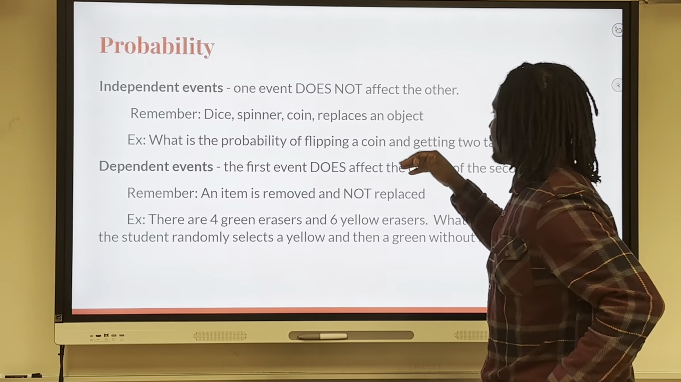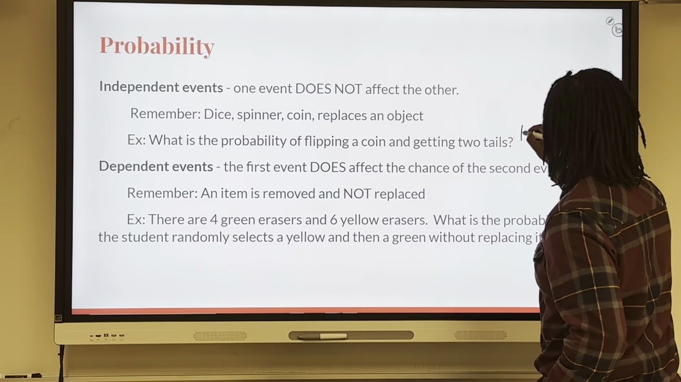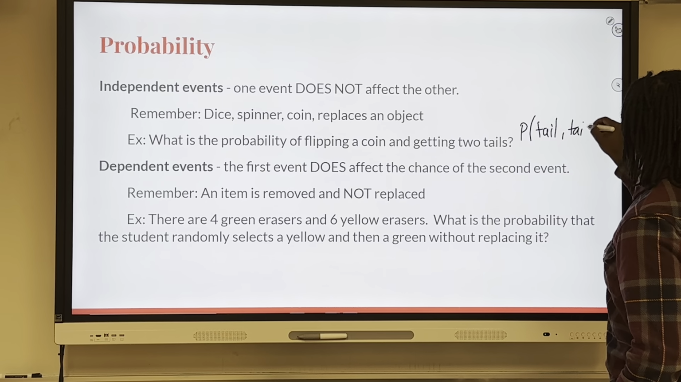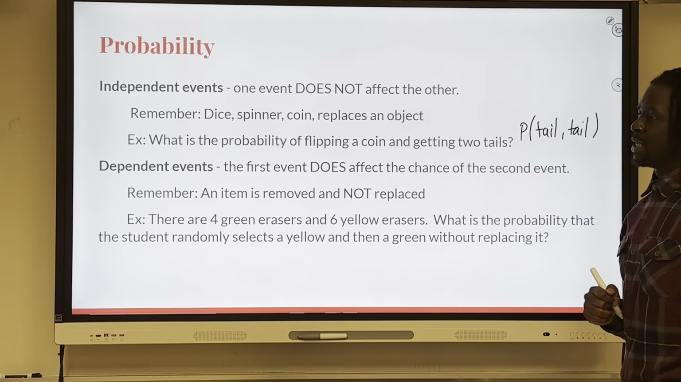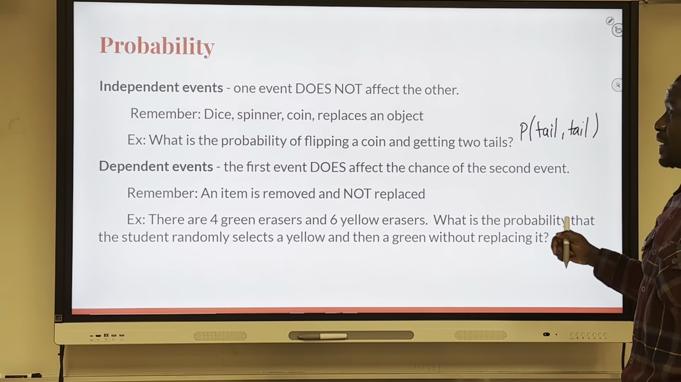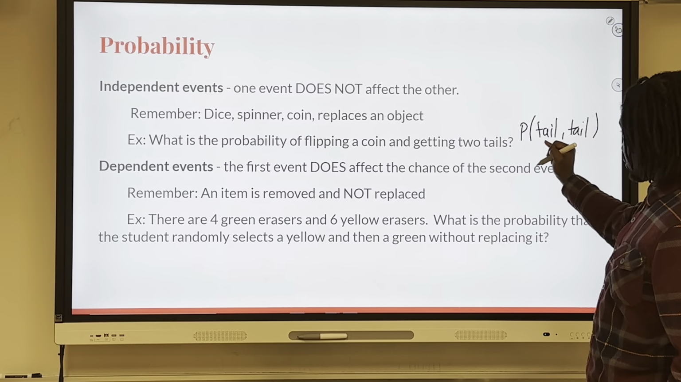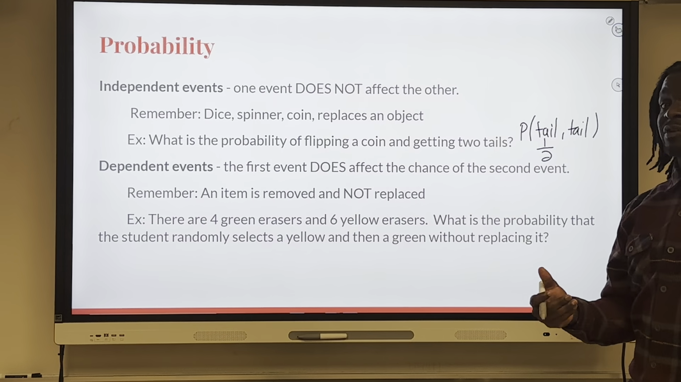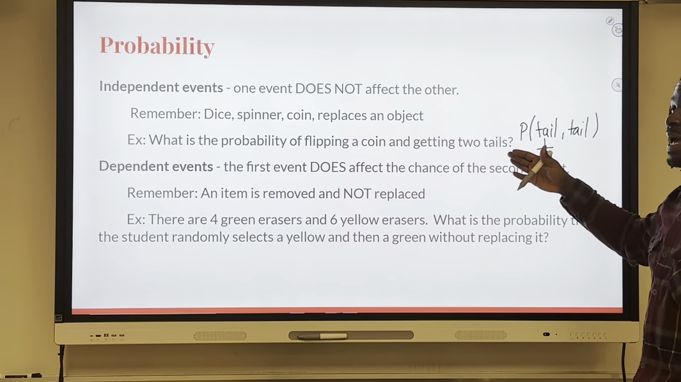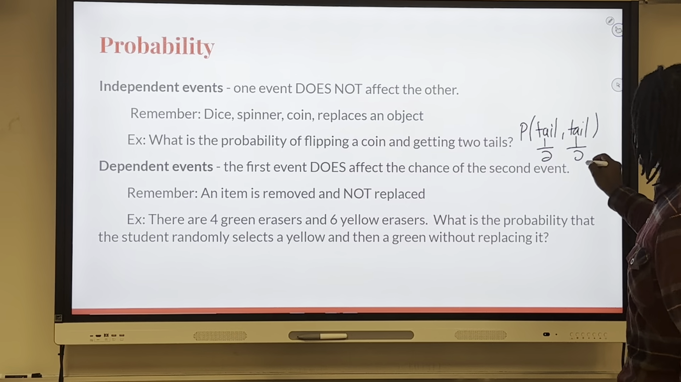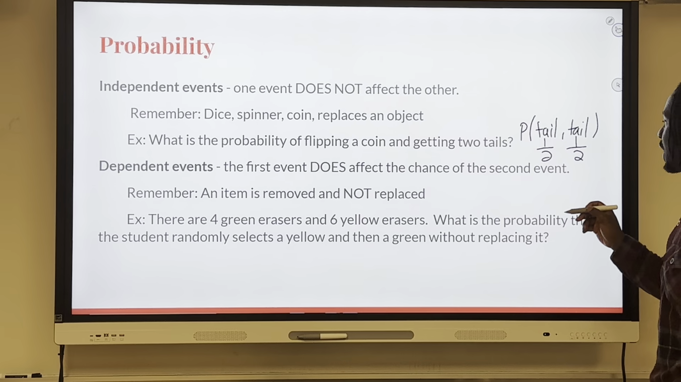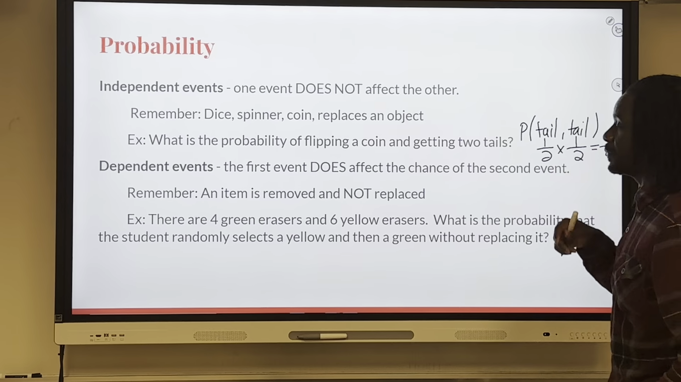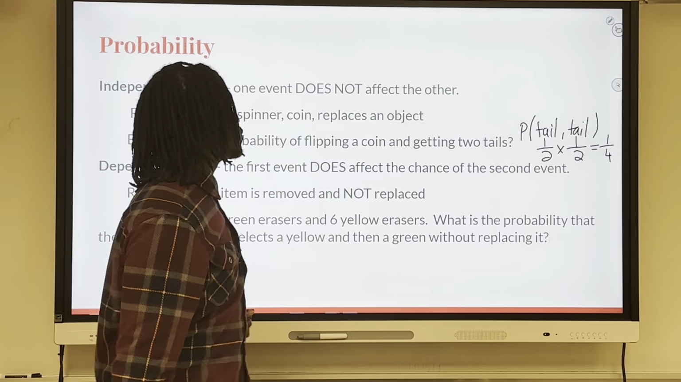What is the probability of flipping a coin and getting two tails? This is an independent event because the probability of getting a tail is 1/2. When I flip the coin the second time, what I got the first time has no effect on what I can get the second time, so it's still 1/2. It doesn't change. 1/2 times 1/2 is 1/4. So the probability of getting two tails would be 1/4.